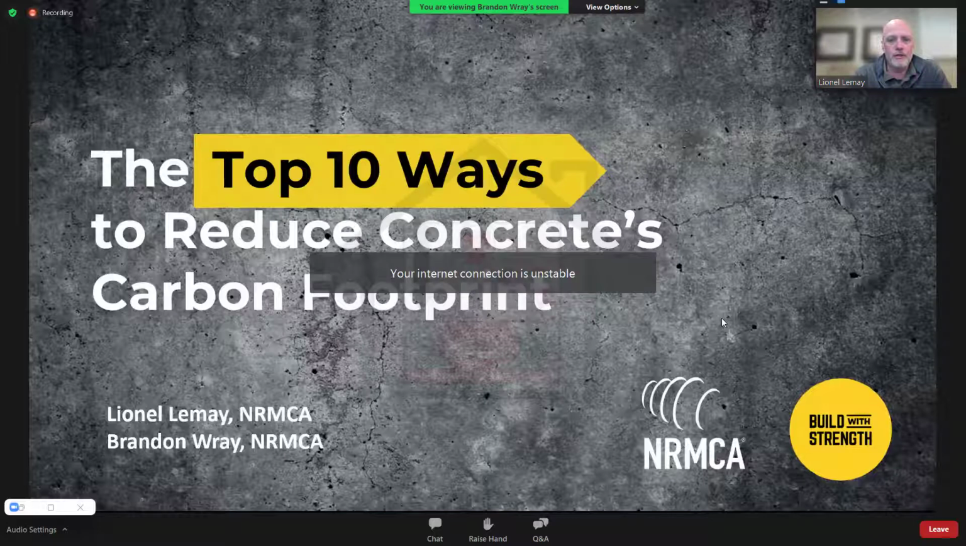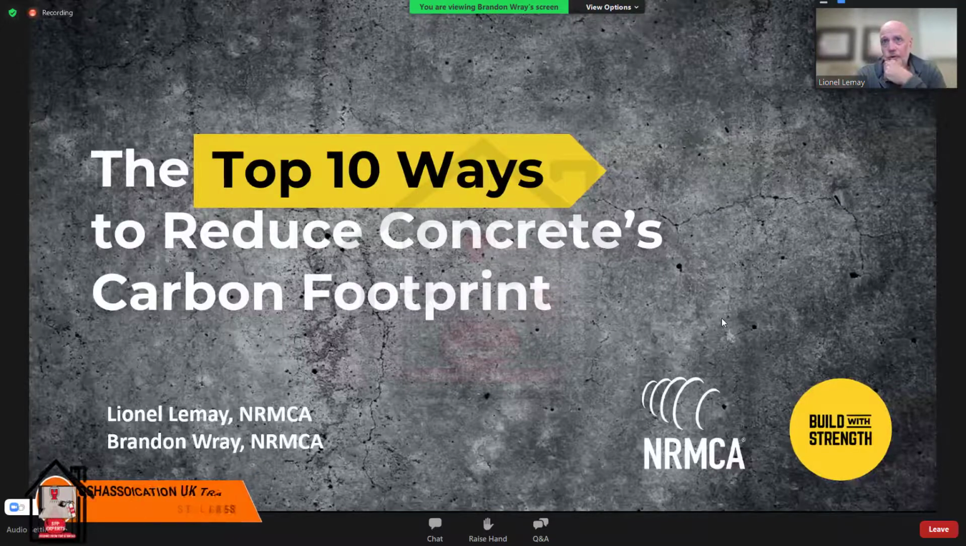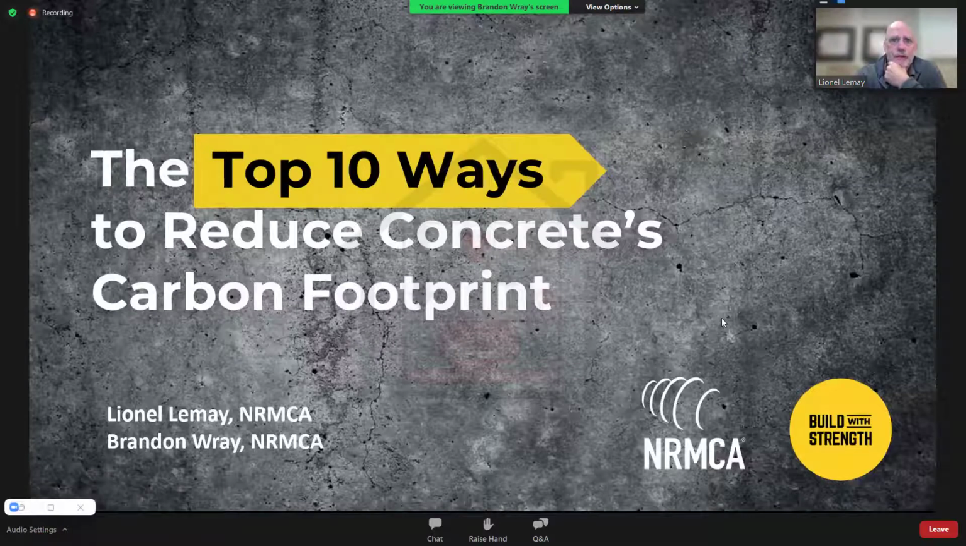There's another question here about strategies used to reduce embodied carbon in post-tension slabs. Of course, it's pointed out here that it's one of the trickiest to tackle, and I agree, because obviously there are early strength requirements.